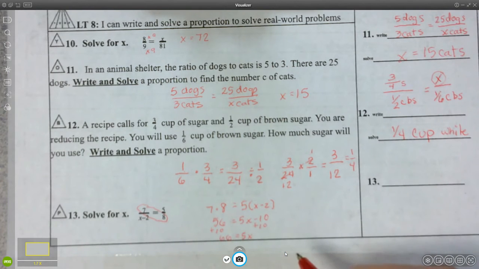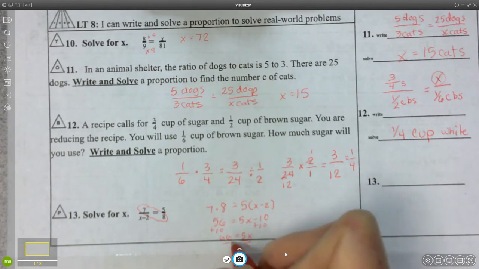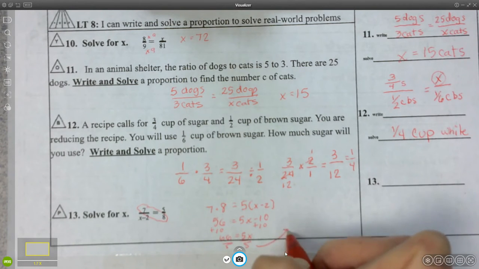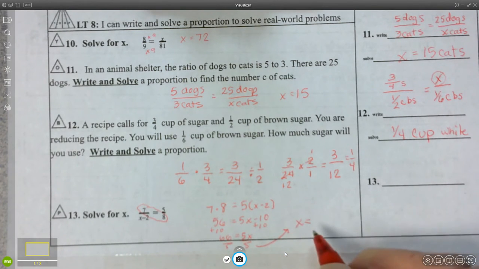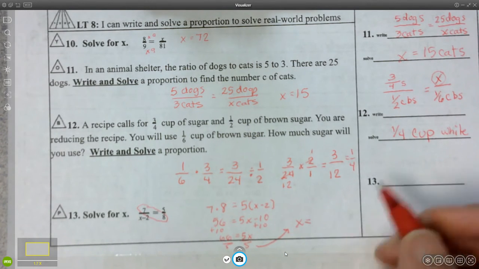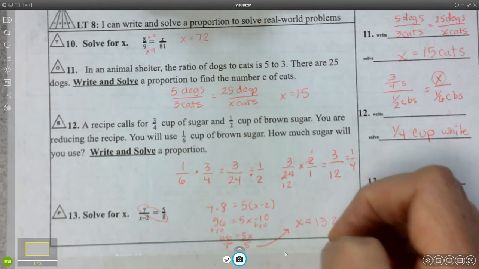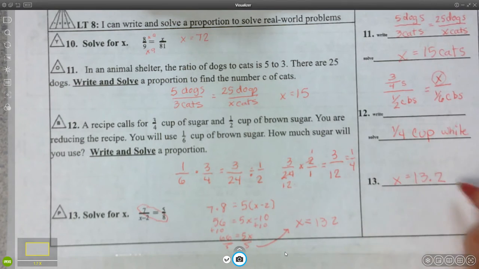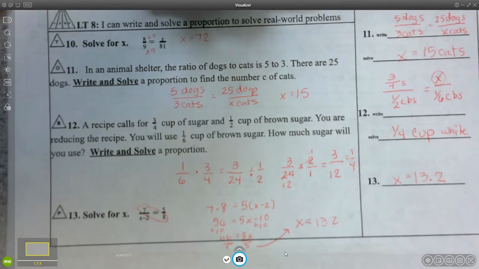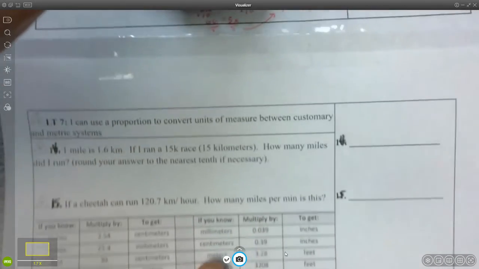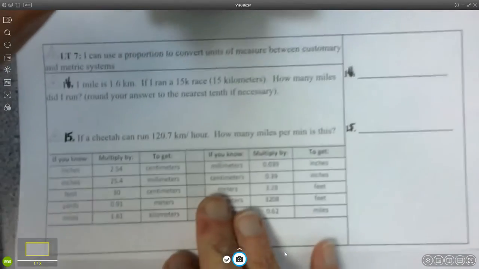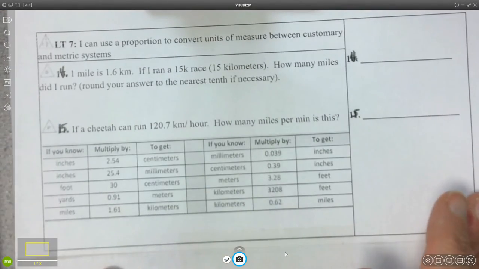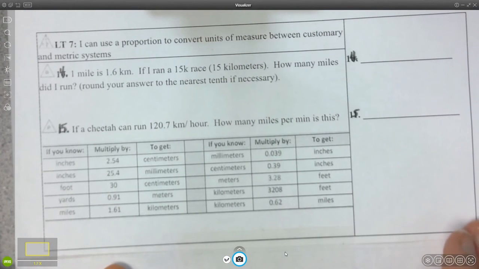And then when we divide by 5, our answer is going to be x equals, do it in the calculator, we're going to have 13.2. So x is going to be 13.2. Okay, and then finally, this last one is a purple. It's a conversion, like we did when we did our measurement. And yeah, you guys can stop the video if you're not doing the purple for honors.